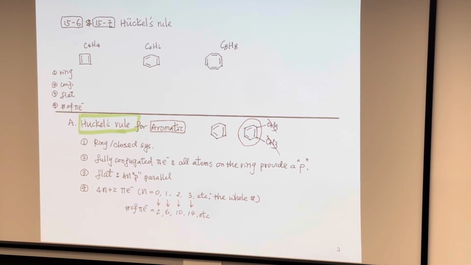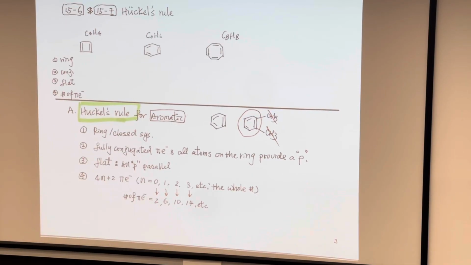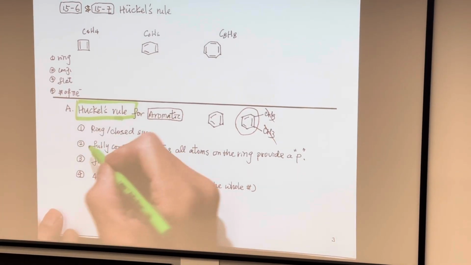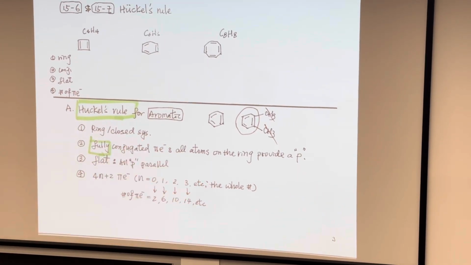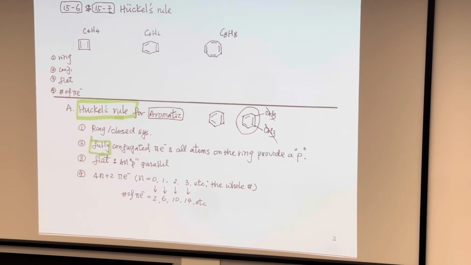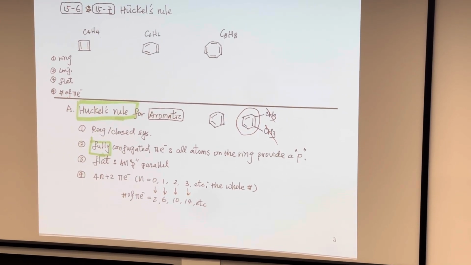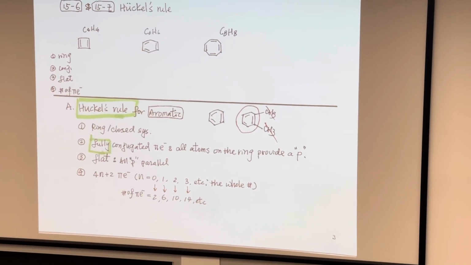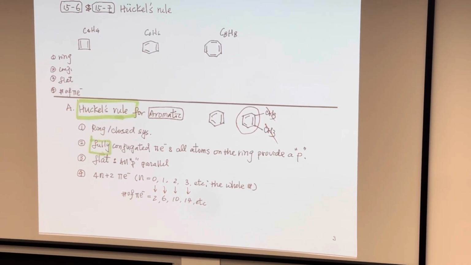Okay. And then the second one here. Do we have a conjugation? We need to have everything, all the atoms, fully conjugated. Okay? Fully is the key word. We need to have the molecule fully conjugated. I think we know conjugation, right? Are we okay here?